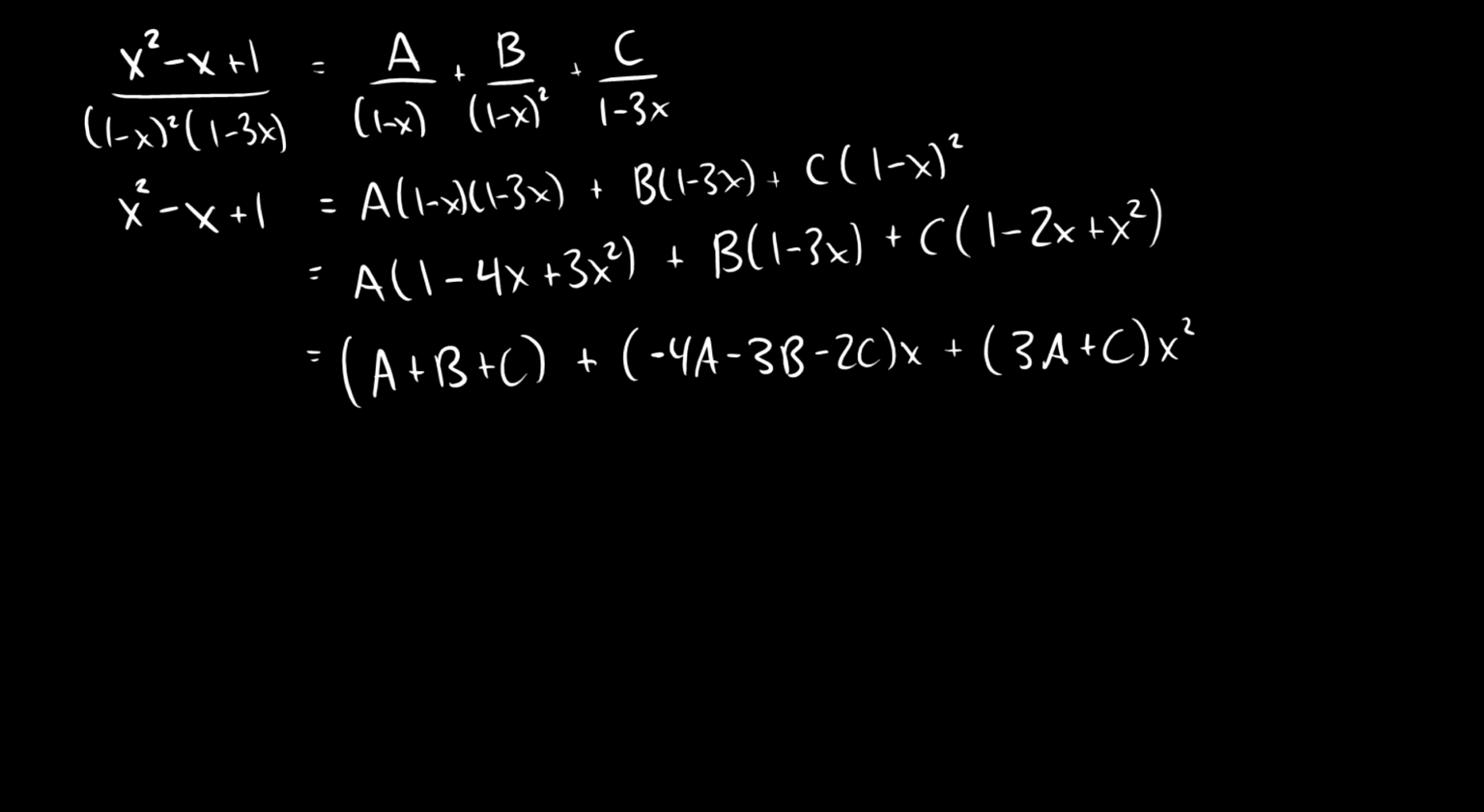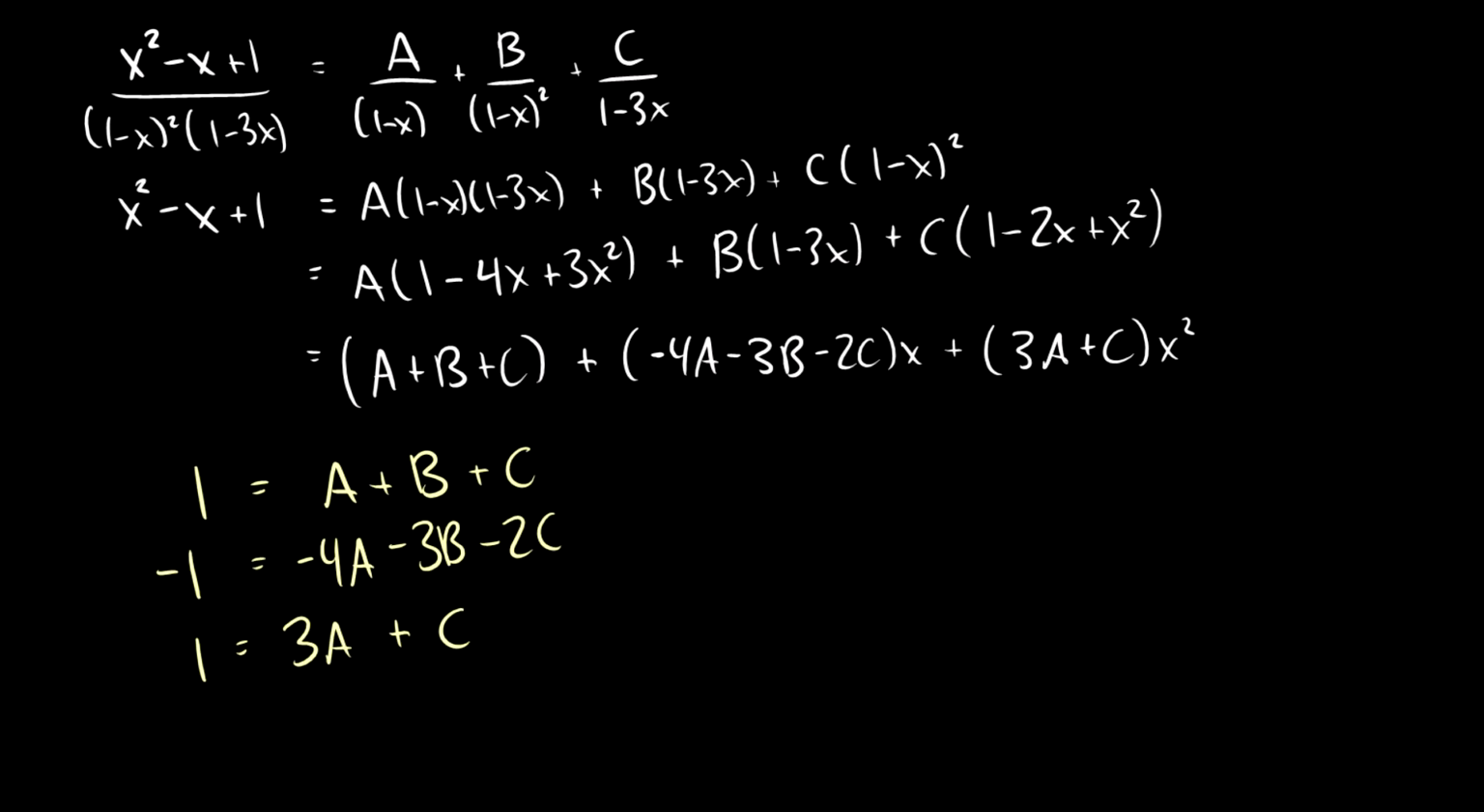So what do we know? We can now solve for coefficients. 1 is equal to a plus b plus c. Negative 1 is equal to negative 4a minus 3b minus 2c, and 1 is equal to 3a plus c. So now we have to solve for this. So you might be saying, how do we solve for this?